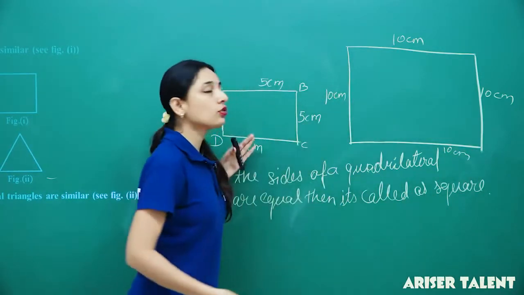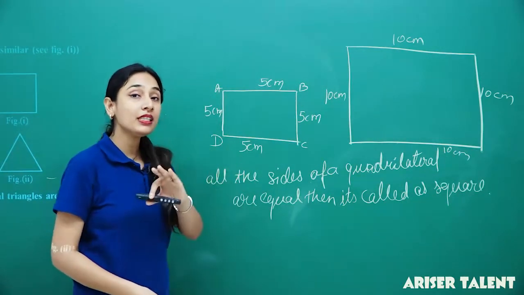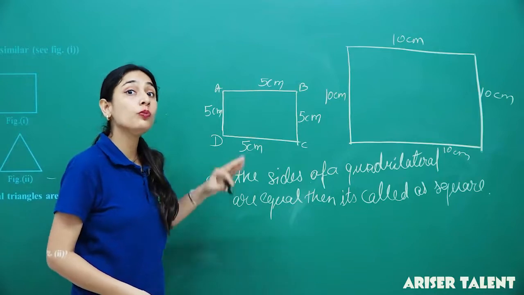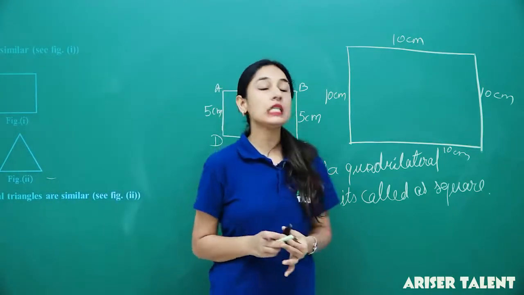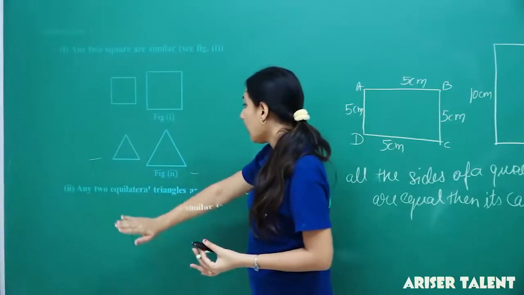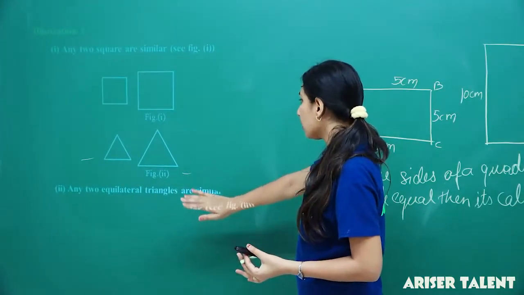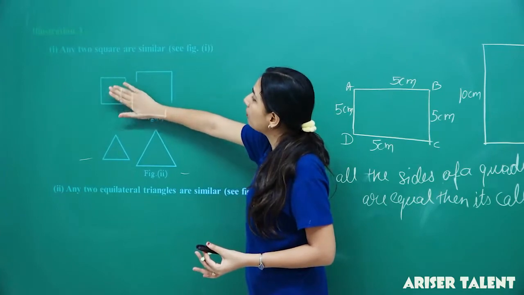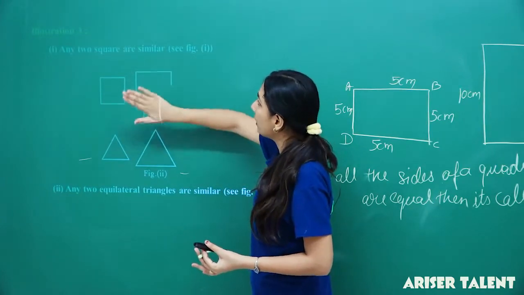Now, these squares are always similar but do not always need to be congruent. So, we have written it in this manner. We have these two squares that are similar.